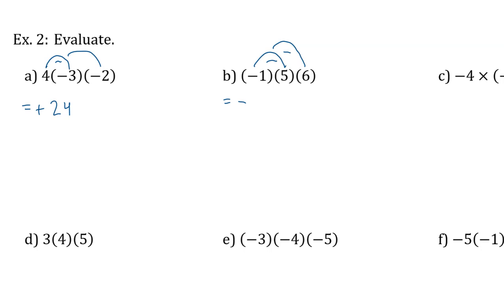Anybody noticing a pattern here? We'll get to it after the next few. 1 times 5? 5. 5 times 6? 30.